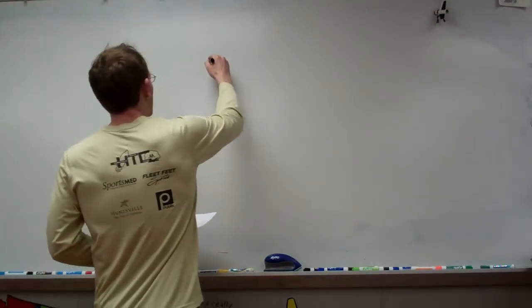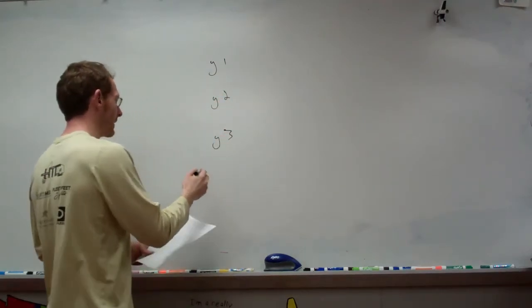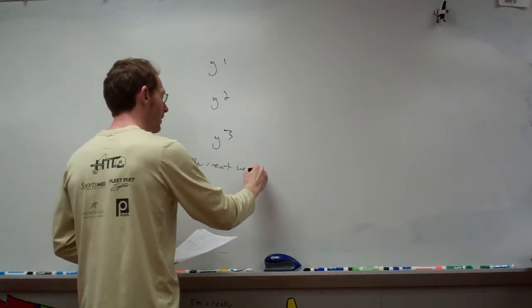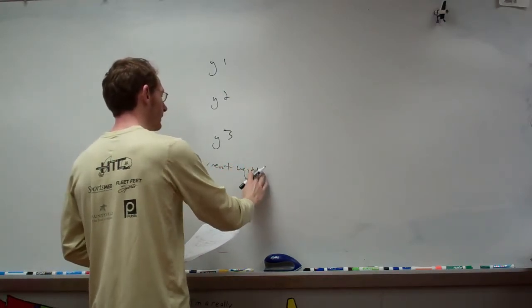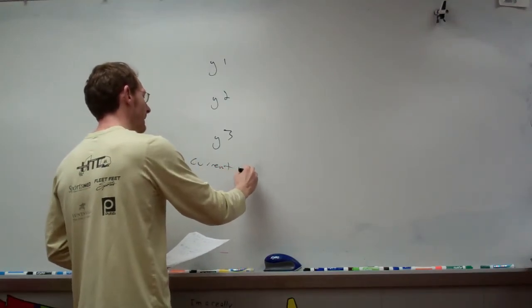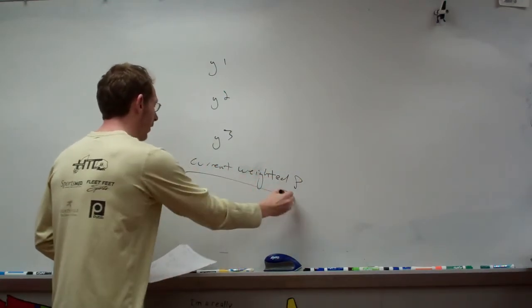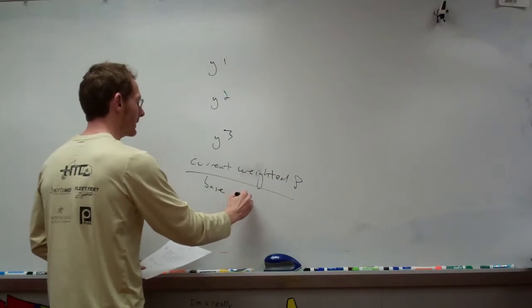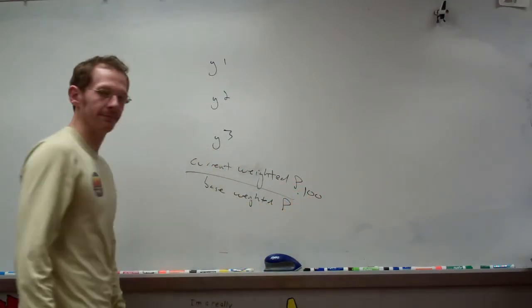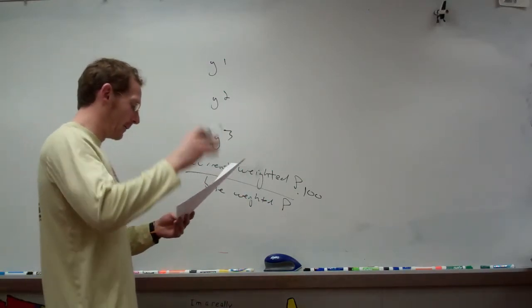So we have year 1, year 2, year 3. We know CPI is current or nominal weighted prices over base weighted prices times 100, right? Okay. And you can use whatever year you want to be the base. I always use year 1.